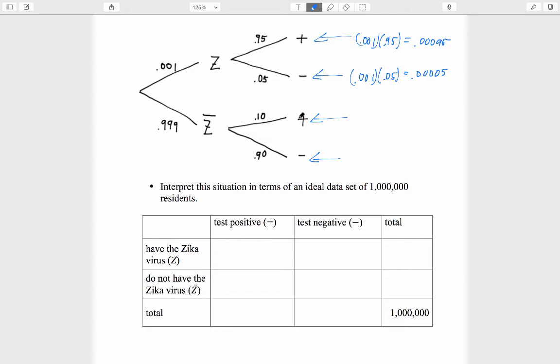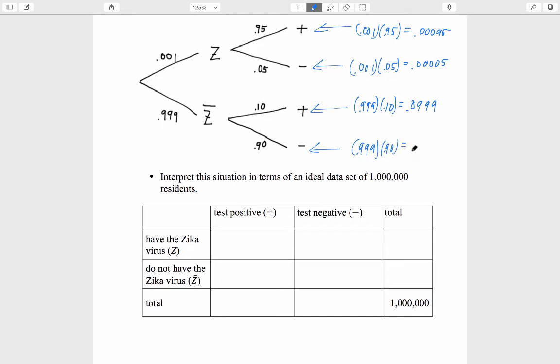The probability of a false positive, the probability that a randomly selected person does not have the virus but tests positive anyway, that equals 0.999 times 0.1, and that equals 0.0999. These have all been very small numbers so far, so the probability in this last category must be quite large, the probability of not having the disease and correctly testing negative for it. That's 0.999 times 0.9, that equals 0.8991.